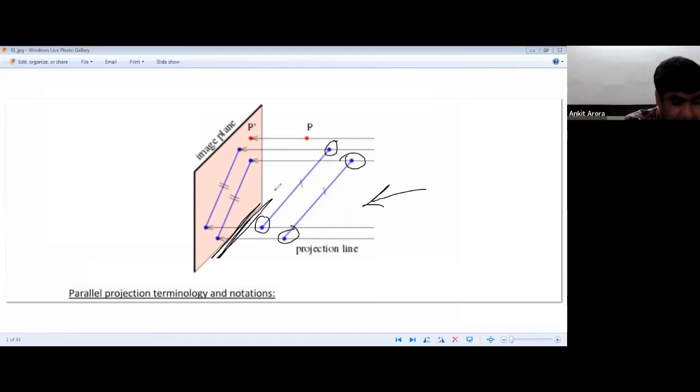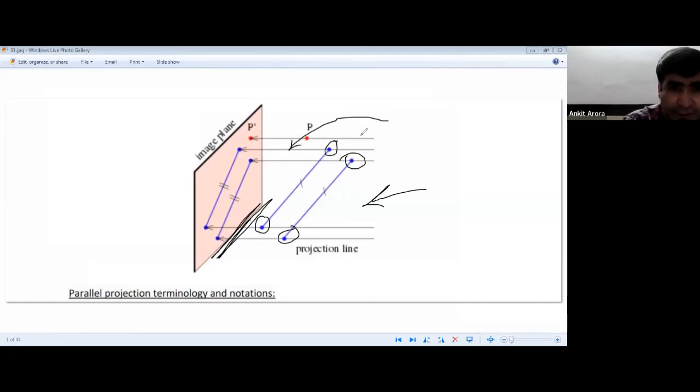So when we talk about parallel projections, parallel projection is basically a projection of the object in a three-dimensional space onto a fixed plane, which is usually known as the projection plane or image plane. Now we're going to move towards the terminologies, because that becomes very important for us to understand.